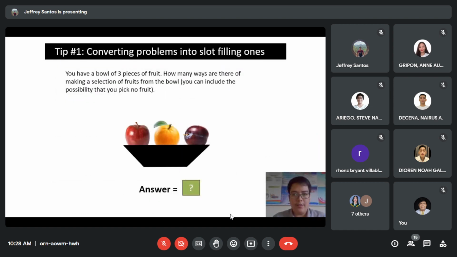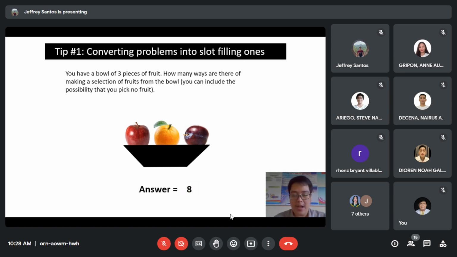So let us have some more examples, converting problems into slot filling ones. You have a bowl of 3 pieces of fruit. How many ways are there of making a selection of fruits from the bowl? You can include the possibility that you pick no fruit. So what do you think is the answer? How many possibilities? Okay, so the correct answer is 8.